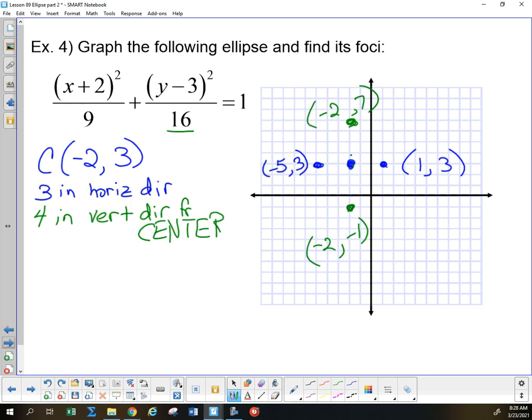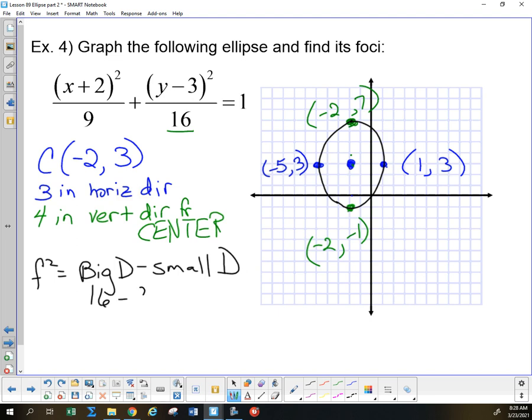And then I can simply draw in my ellipse going through all 4 of those. That's nothing new. We had been doing some of those already. Now to find the foci. F squared is going to be big D minus small d. So in this case, 16 minus 9 is 7. So F is going to be the square root of 7.